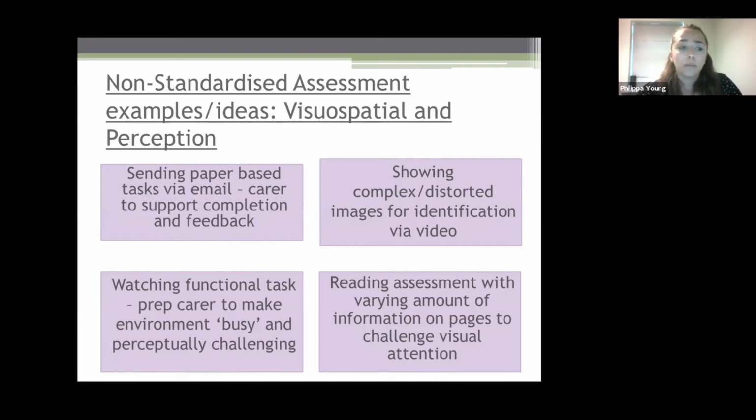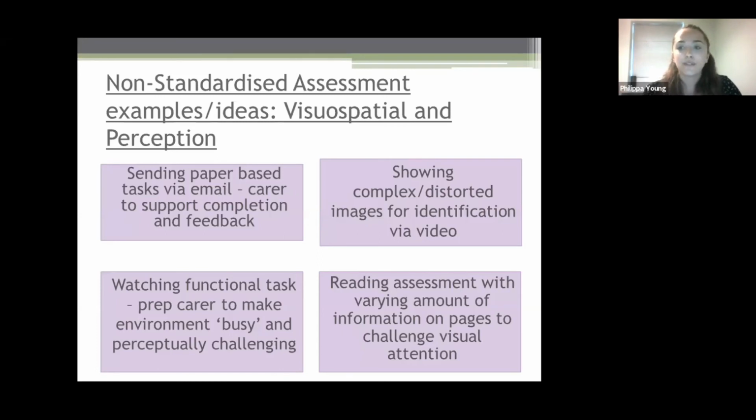You could show complex distorted images to the camera. You could do colour perception tasks to the camera and ask the patient to identify. You could prompt the carer to set up a busy environment in front of the patient and ask them to put items in different planes and positions to their norm. And you asking the patient then, can you identify individual items in that busy background?